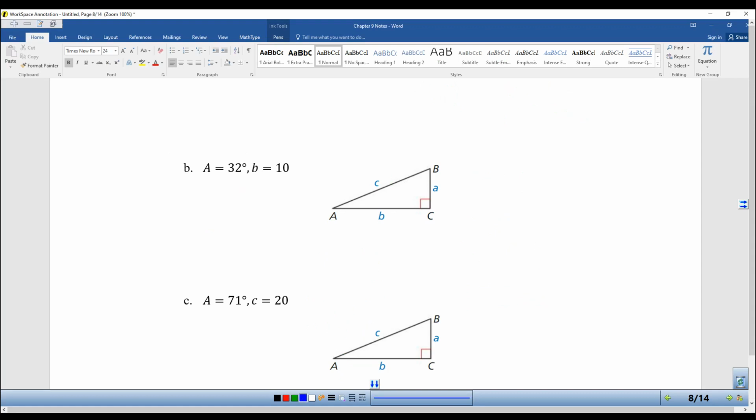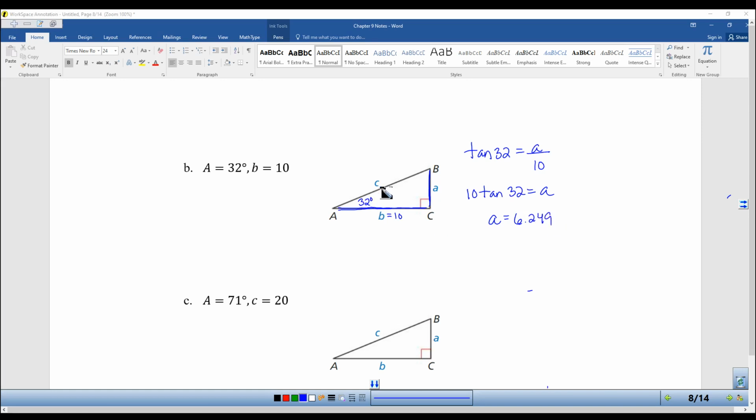For B, A is 32 and B is 10. So I need to find side A. So I'm going to say tangent because A is opposite, but the thing that I know is adjacent. And tangent is opposite over adjacent. So opposite over adjacent. I clear my fraction. And since this isn't 30, 45, or 60, you can use your calculator. So I type that into my calculator, and A comes out to be 6.249.